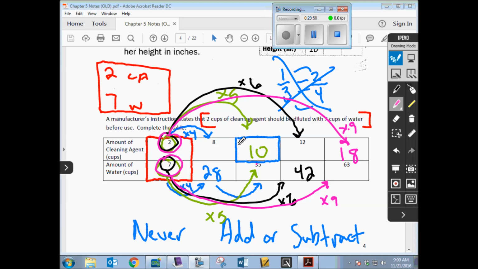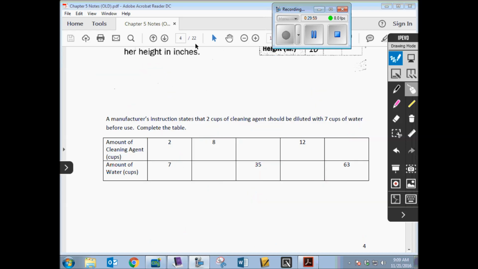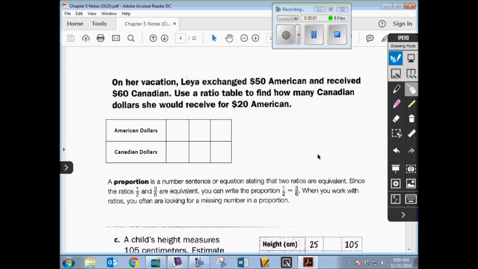Okay? But either way, we were able to complete that ratio table with all the clues we have using our fake ratio. Everybody got that? Okay? We go here. All right, and that's going to be it.